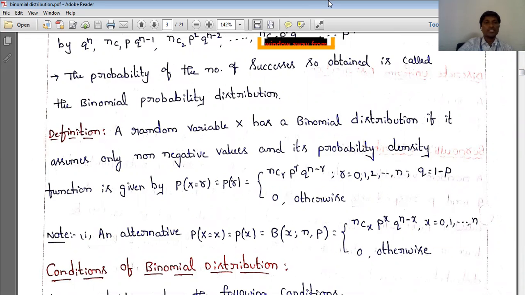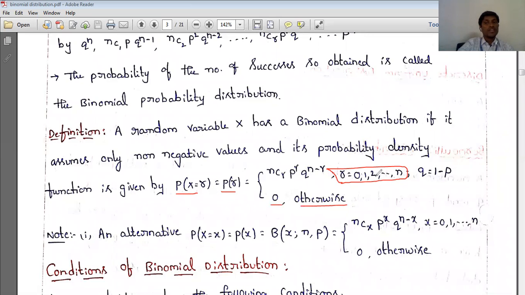A random variable X has a binomial distribution if it assumes only non-negative values, and its probability function is given by P(X = r) = nCr p^r q^(n-r) when it is up to n successes. So r = 0, 1, 2, 3 and so on up to n, and the rest is 0 otherwise. For r successes, we are writing this probability function as nCr p^r q^(n-r).